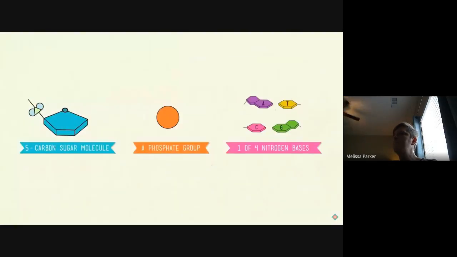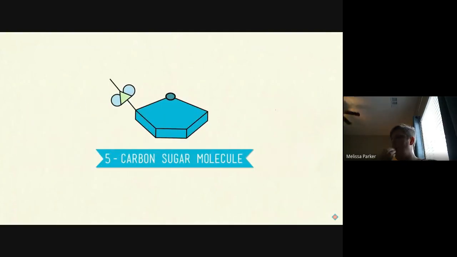We're gonna need three things. One, a 5-carbon sugar molecule. Two, a phosphate group. And three, one of 4 nitrogen bases. DNA gets the first part of its name from our first ingredient, the sugar molecule, which is called deoxyribose.